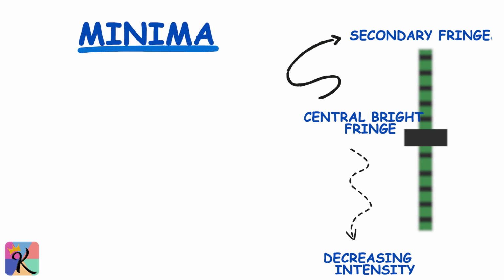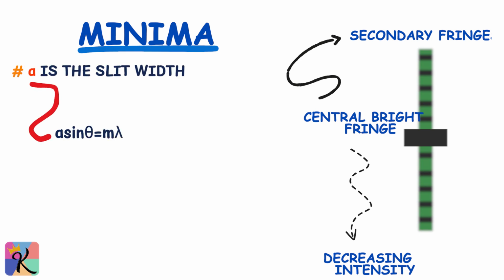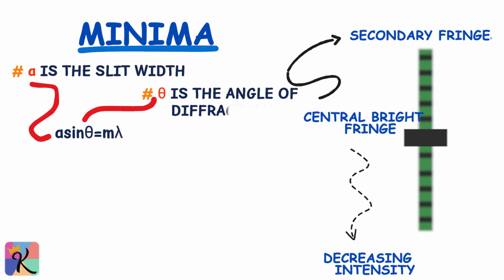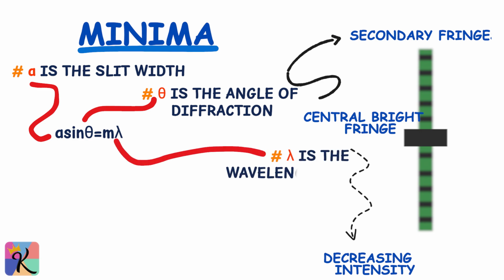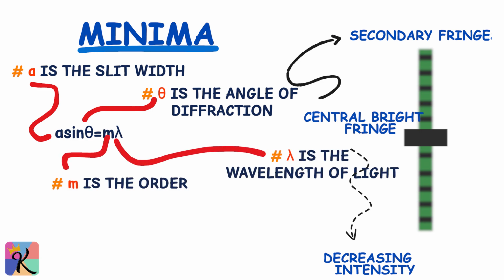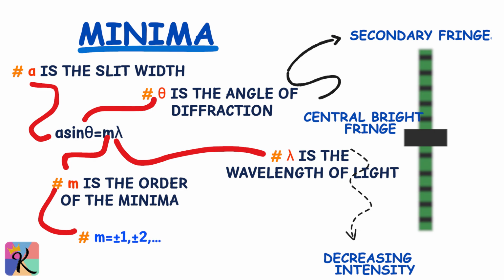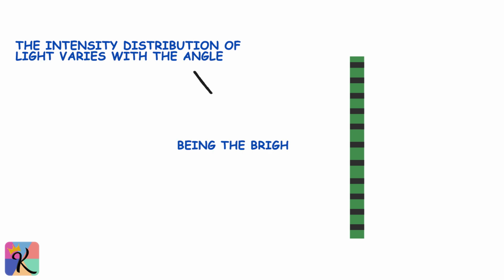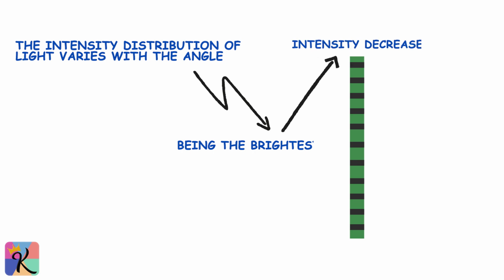The position of the dark fringes, or minima, in this pattern can be determined using this equation. Here, a is the slit width, theta is the angle of diffraction, lambda is the wavelength of light, and m is the order of the minima, where m is equal to plus or minus 1, plus or minus 2, and so on and so forth. The intensity distribution of light varies with the angle, with the central maximum being the brightest. As you move away from the center, the intensity decreases, and the dark fringes represent points of destructive interference.